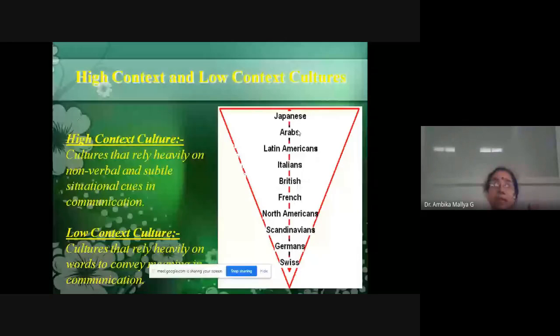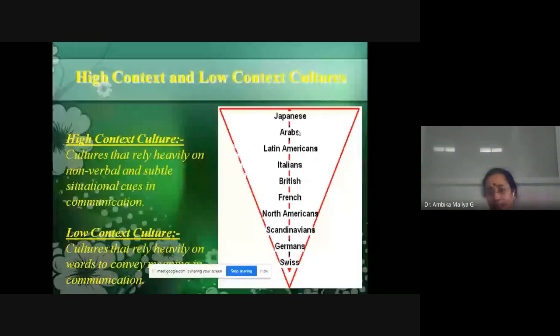You have something known as high context and low context cultures. The high context cultures rely heavily. What do you mean by rely? Depend. They depend heavily on non-verbal and subtle situational cues in communication. What do you mean by subtle situational cues? Cues or clues. A clue is something which someone gives you in a word, but a cue is something which is hidden in the way you say it, probably your body language. And what do you mean by subtle? Subtle are very, very fine kinds of movements that a person might have in either voice or body language.